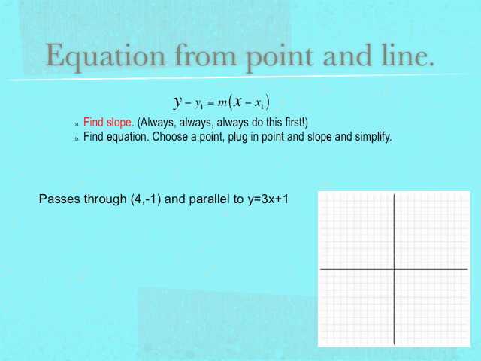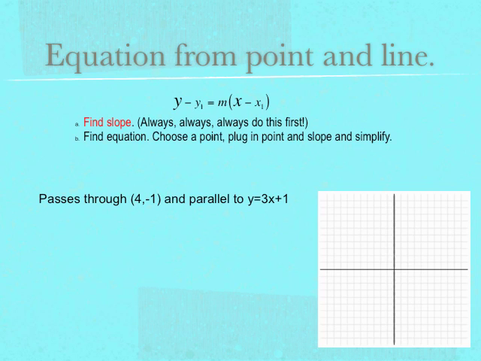Remember, the first thing you do, no matter what method you're using and no matter what information you're given, is to find the slope. But I've not been given the slope, and I haven't been given 2 points. I only have 1 point. We know that we need to find the slope from the line that it's parallel to, because parallel is a slope word, so that's kind of the clue.